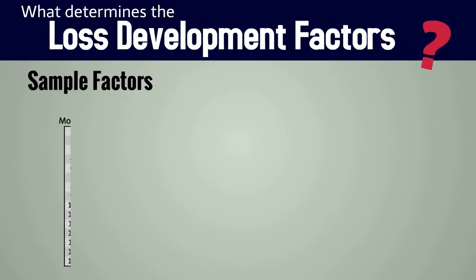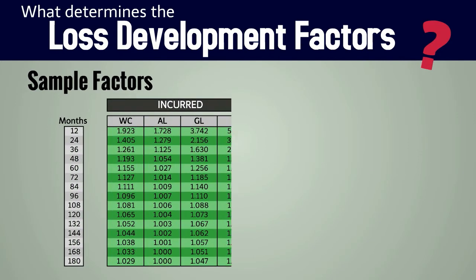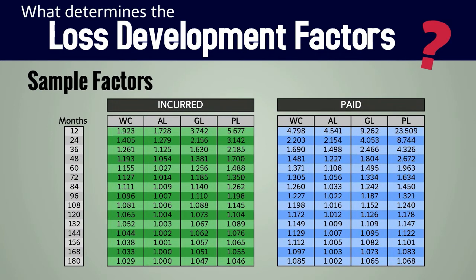This is a sample table of loss development factors. On the left, under the column titled Months, are the months of loss development. Again, this is the number of months from the policy inception date to the date on which the losses are evaluated. Under the table titled Incurred are loss development factors for workers' compensation, automobile liability, general liability, and products liability.